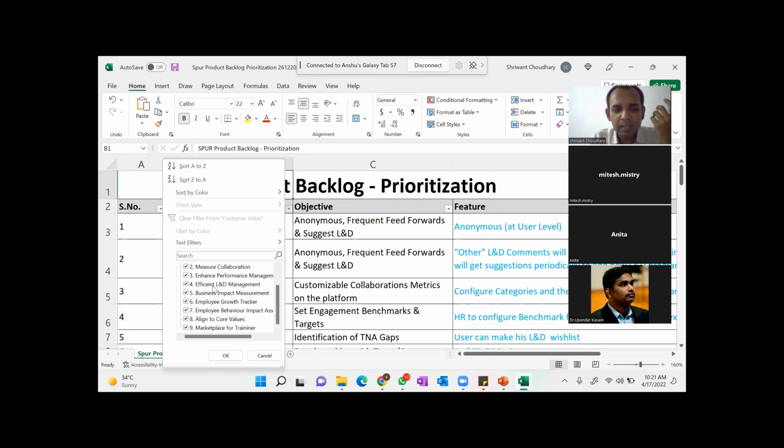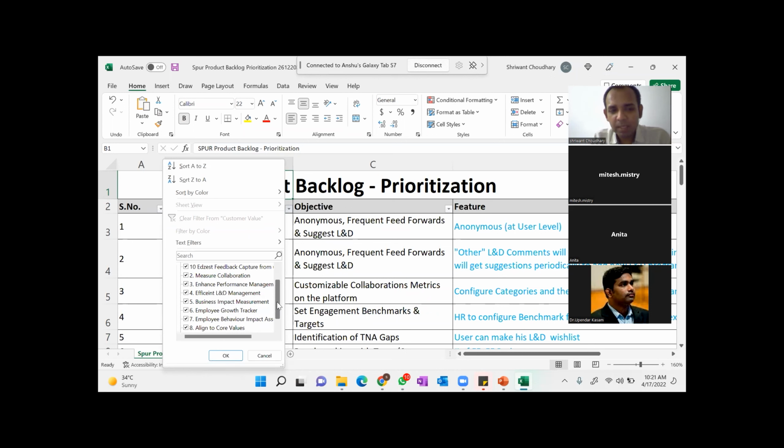Okay. This product would help in employee engagement. Employee engagement is the value for the corporation, for the HR, for the management. It will measure collaboration, again for the management. It will enhance performance management for the management. It will enhance efficient L&D management. So these are all the things that a company would get value from this product.